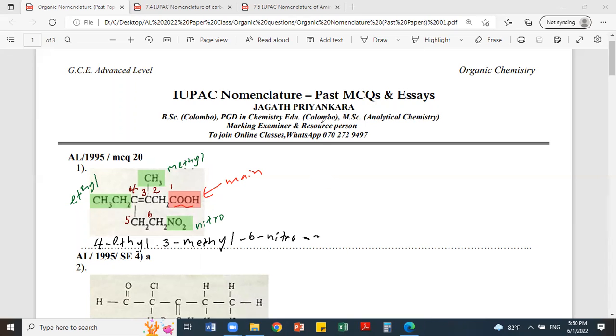Hex-3-enoic acid, 3-nitro, hex-3-enoic acid, 6-nitro, hex-3-enoic acid. Enoic acid. Hex-3-en, why 3 here? Because the double bond begins with the third carbon. That's why.